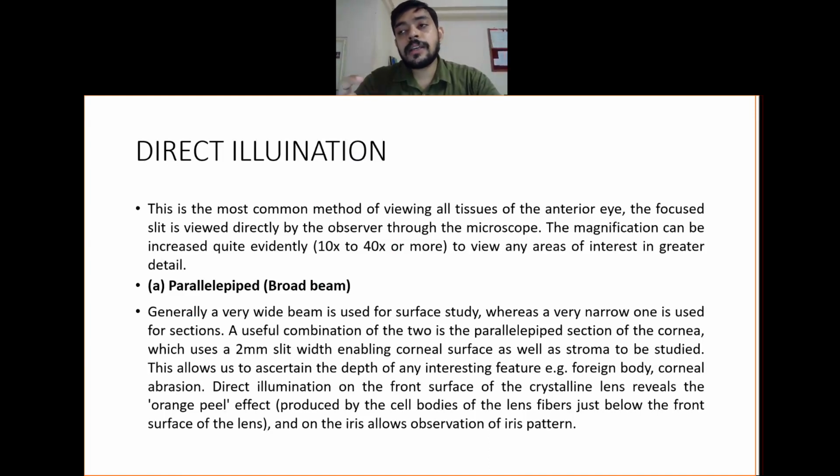So we'll be using a slit beam with a width of 2 millimeter, and we'll be projecting the same onto the patient's ocular surface. Once the light beam has been projected, we'll be able to observe the surface structure as well as the section too. As the slit beam is 2 millimeter wide, we'll be able to study in detail a broader area.